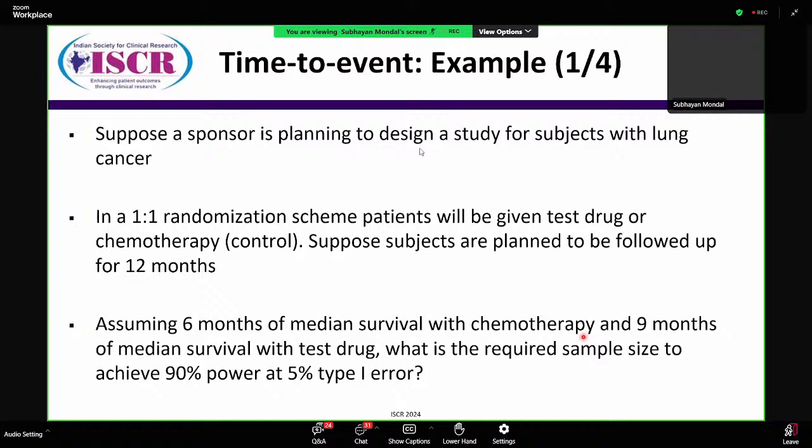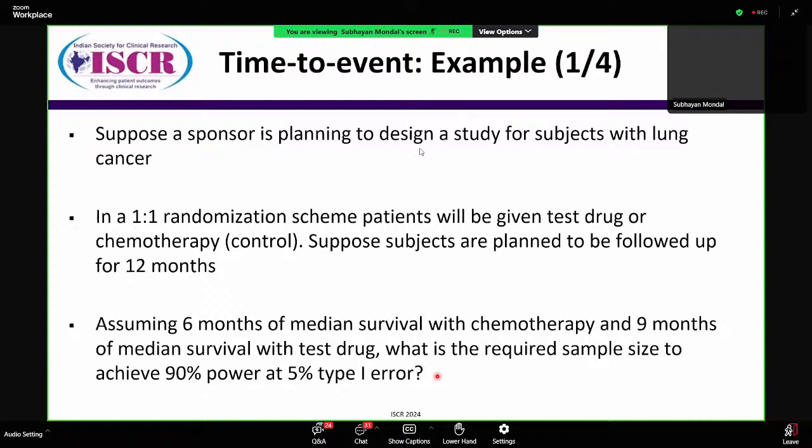This is, I mean, how you can loosely understand what median survival is. And 9 months is the median survival for the test drug. Now you can see we are assuming the test drug to be better and trying to design a study which can give us a 90% power at 5% type 1 error.